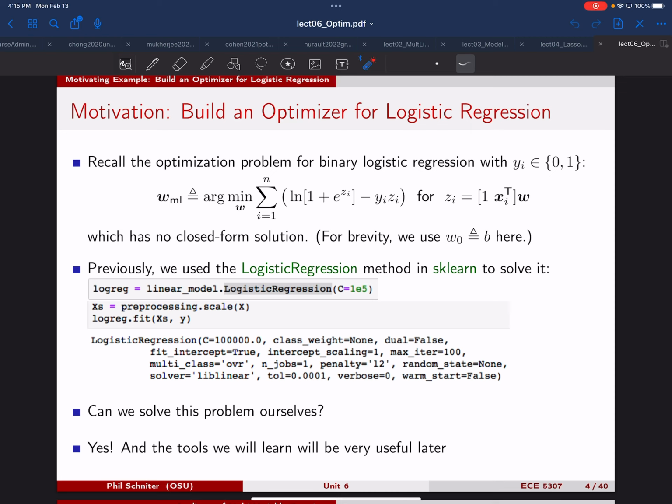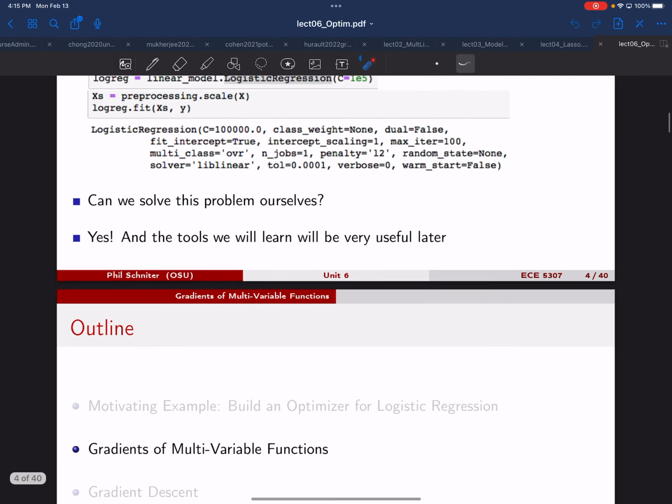My guess is that I can't remember exactly what the default value of C is, but there is some default value. It might be large. Hopefully it is, because that would hopefully make sense. Okay, all right. Any questions here? All right, great.